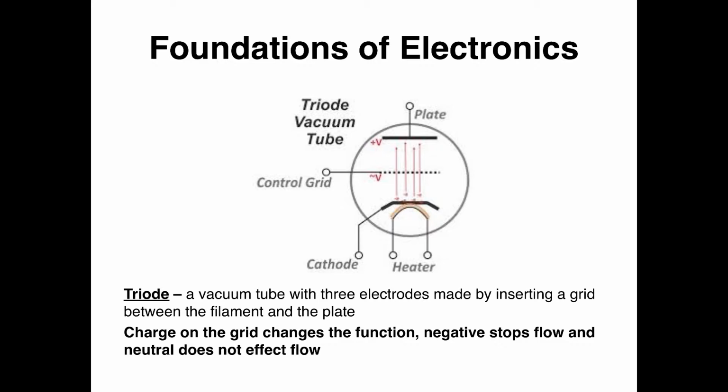If you negatively charge the grid, then the electrons cannot pass through the grid. They will remain on the downside in this picture toward the cathode and not pass through. But if it's neutral, then the electrons pass through the grid to the plate. This acts as a gate to control electron flow from one side to the other.